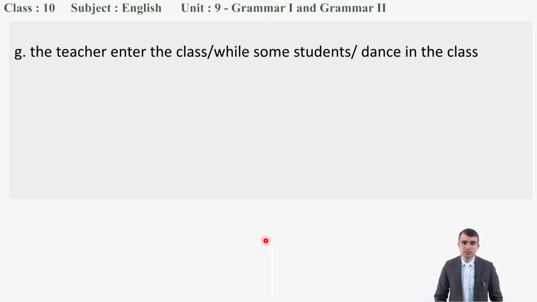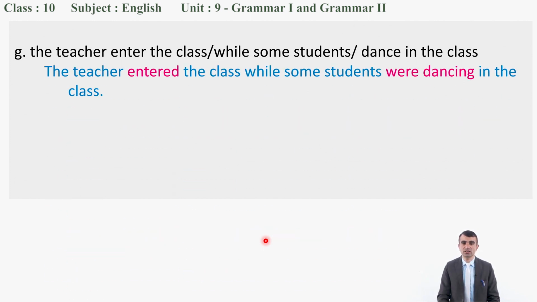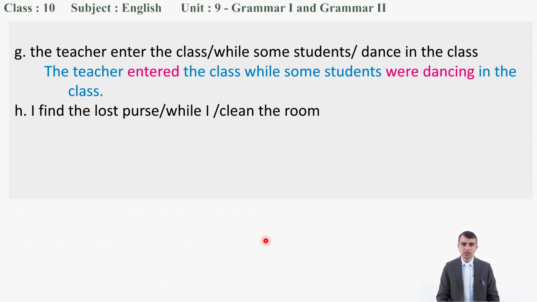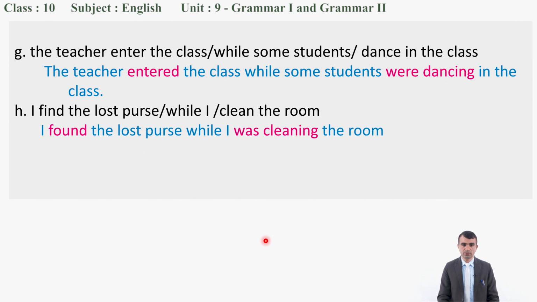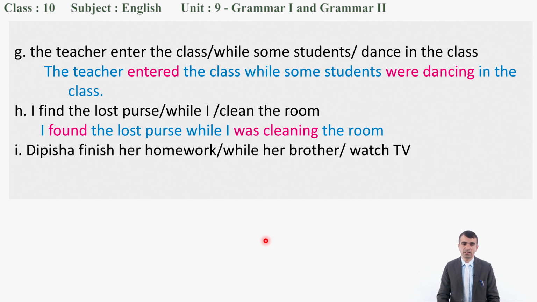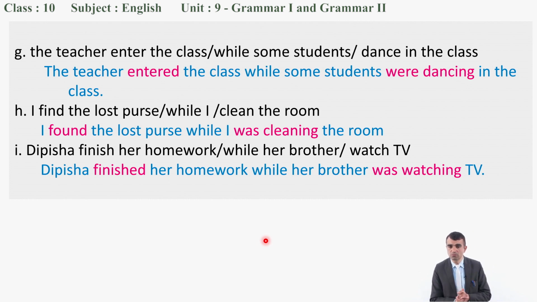G. The teacher entered the class slash while some students slash dance in the class. What do we write? The teacher entered the class while some students were dancing in the class. I find the last verse while I clean the room. So what do we write? I found the last verse while I was cleaning the room. Finally, Dipisa finished her homework slash while her brother slash watched TV. Yes. Dipisa finished her homework while her brother was watching TV. Okay, you can do very well.